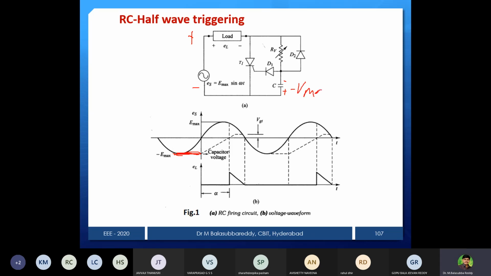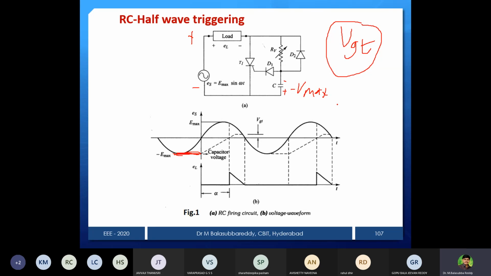Now what I want is to make the voltage across this equal to VGT. What is the meaning of VGT? I already mentioned that this much voltage is required across gate and cathode to trigger the SCR. That is a fixed point. VGT is the gate triggering voltage. When the voltage across gate and cathode is equal to VGT, then automatically the SCR is going to trigger.